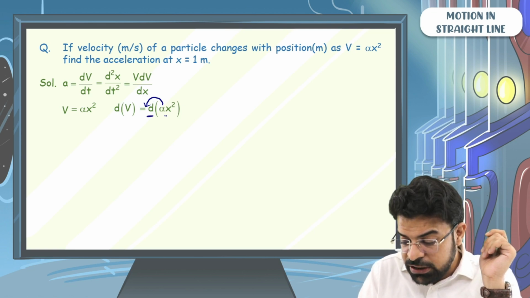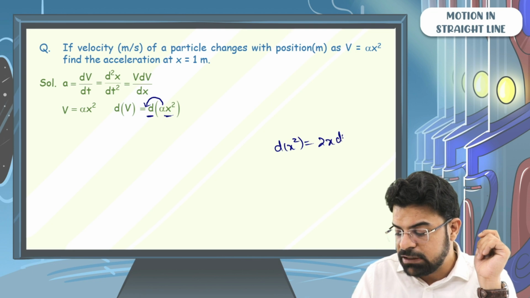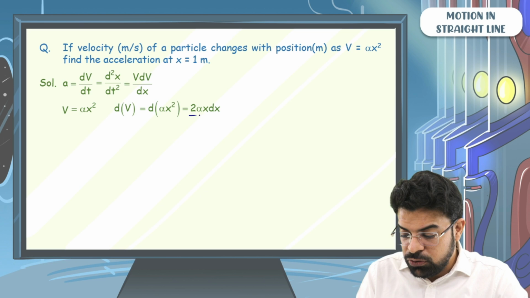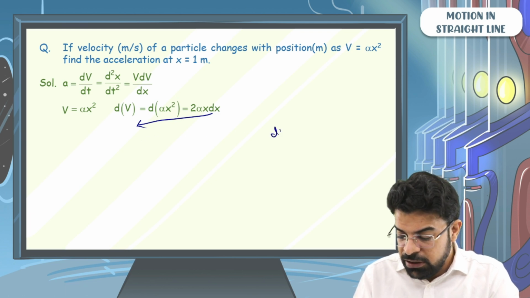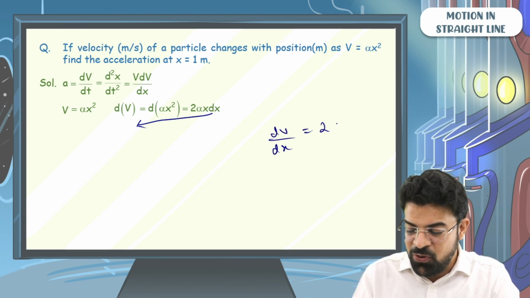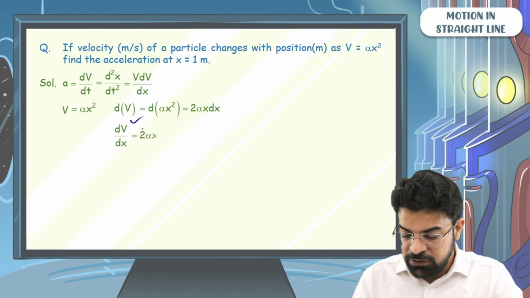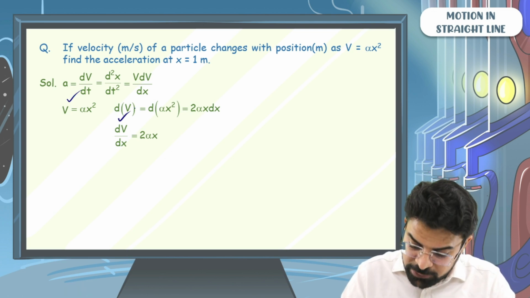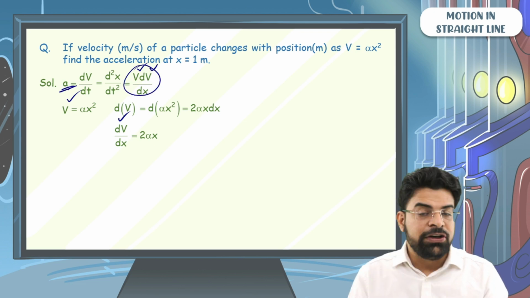The differentiation of x square will give you 2x dx. So what we get here is dv equals alpha times 2x dx. From here, if you bring the dx down, you get dv by dx equals 2 alpha x. So we get dv by dx equals 2 alpha x. Once we know dv by dx, multiplying v and dv by dx, we can get acceleration.